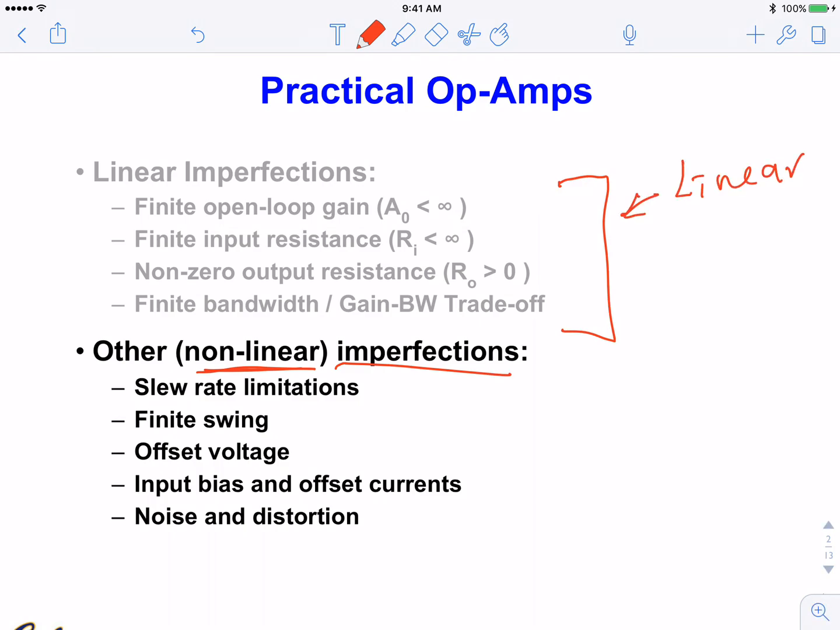So the next set of constraints is nonlinear. Ideally, if you can eliminate it, that will make life so much easier. But towards the end of the lecture, I will show you the inside of the op-amp, then you will know where all these non-idealities come from. So we're going to go through slew rate, swing limit, and offset voltage. We won't be talking about noise and distortion. We will talk about the effect of input bias.